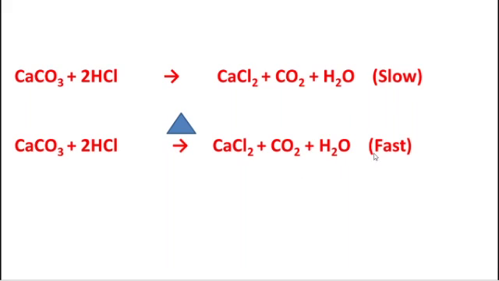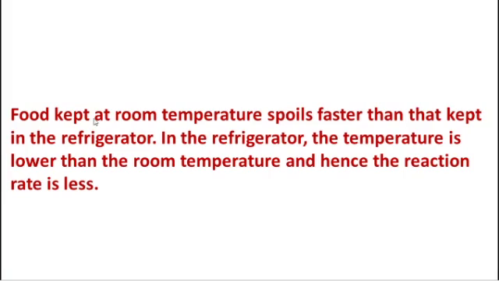The products are the same in these two reactions, but the first is the slow reaction and the second is the fast reaction. So heat, that is temperature, also increases the rate of the reaction. Food kept at room temperature spoils faster than food kept in the refrigerator. In the refrigerator, the temperature is lower than room temperature and hence the reaction rate is less.